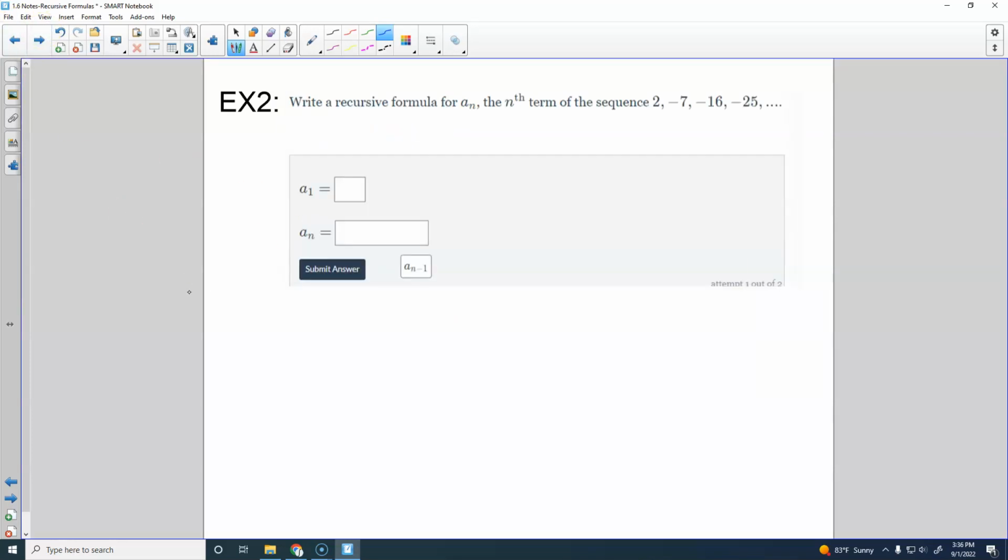Okay. For our next one, we have 2, negative 7, negative 16, negative 25. So our a sub 1 in this case will be 2. It's just your first term. And then we're looking at what is happening with each term. From 2 to negative 7, that is subtracting 9. And from negative 7 to negative 16, subtracting 9 again, same thing here. So our a sub n is going to equal the term that we have now, which is our a sub n minus 1, minus 9 for this formula.